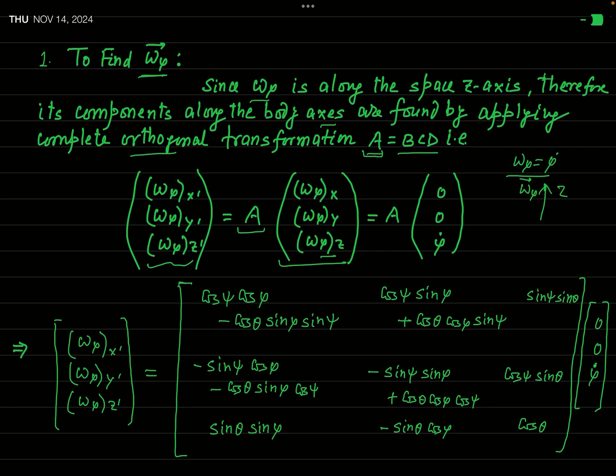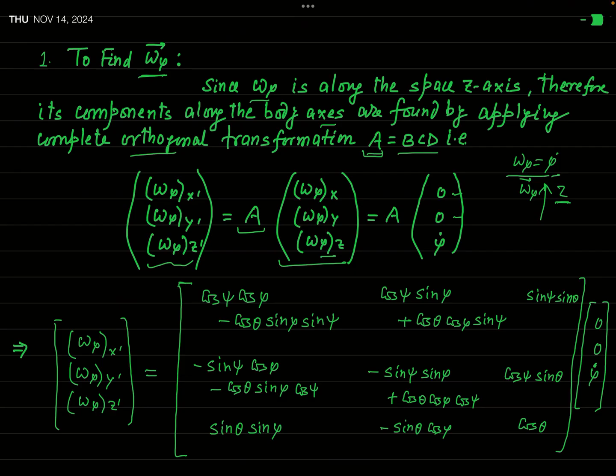But you can see here that omega phi is completely along the z direction, so its x and y components will be 0. If a vector is along the z axis, then its x component and y component are 0, because this vector makes a 90 degree angle to the x and y axes, and the component of a vector in a direction perpendicular to it is 0. So omega phi x is 0, omega phi y is also 0, and omega phi z is simply equal to phi dot, because omega phi is already in the z direction.